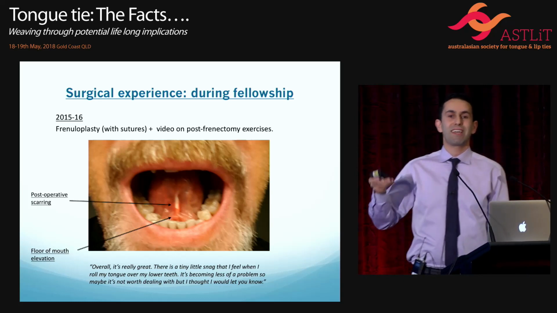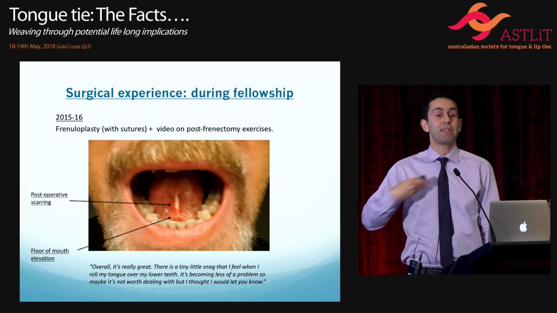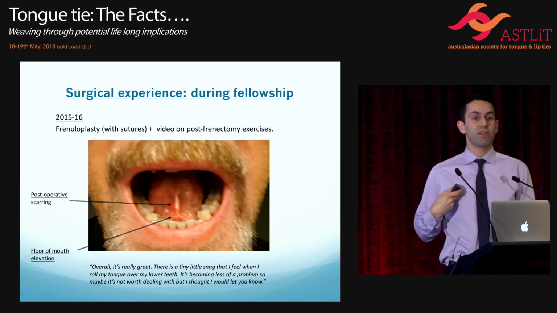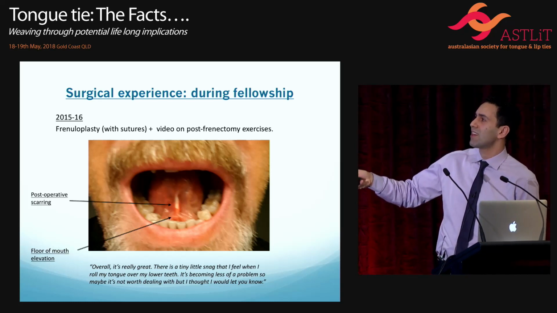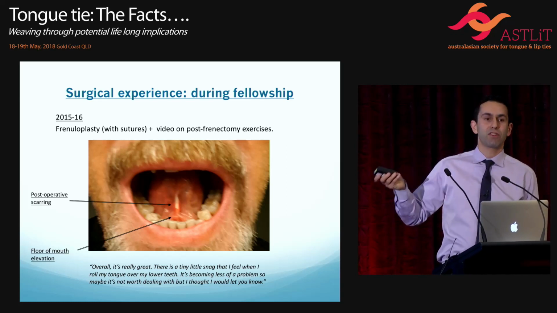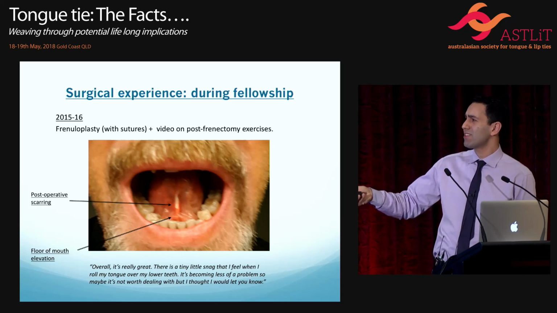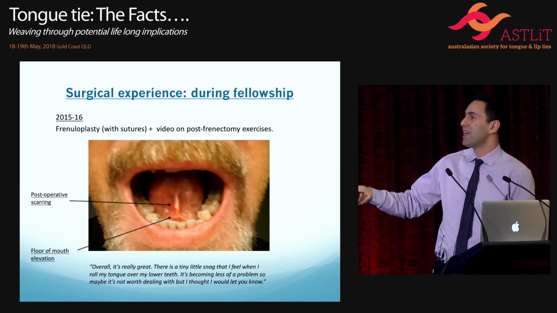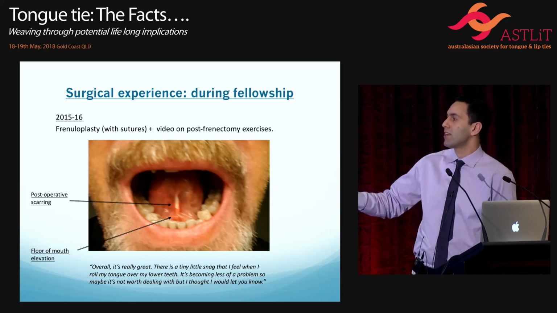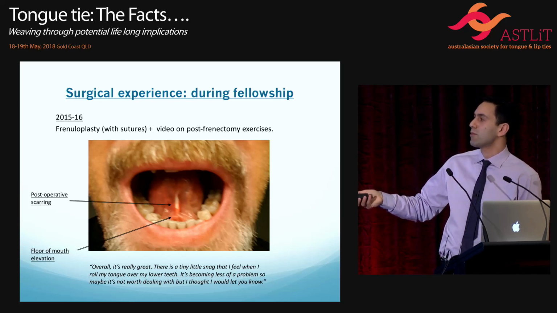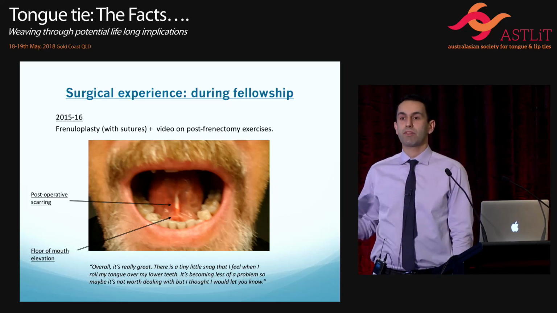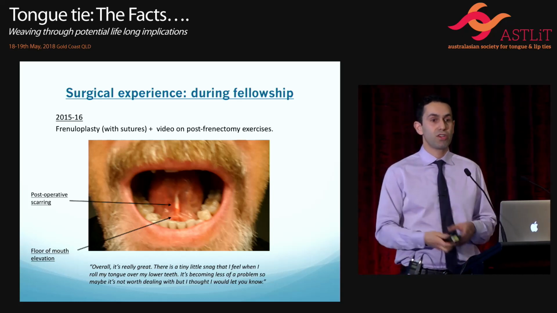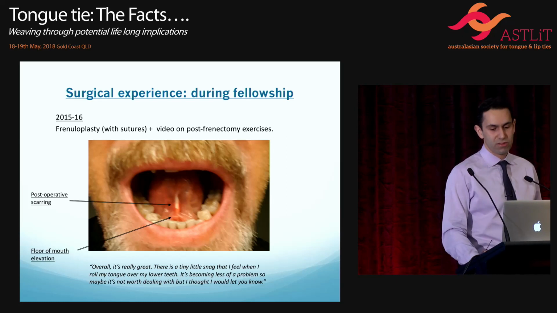And so when I started doing these procedures in fellowship, we knew that myofunctional therapy was important. We knew that primary intention healing could benefit the wound healing, but even I was getting suboptimal results. Okay? And so this is one of my early results in which I released the tongue tie, but I had some postoperative scarring. And the patient said, overall, it's really great. He's happy, but I feel a little snag when I roll my tongue over my teeth. It's becoming less of a problem, but I thought you would like to know. And so we find this as an opportunity to learn and even further improve our results.